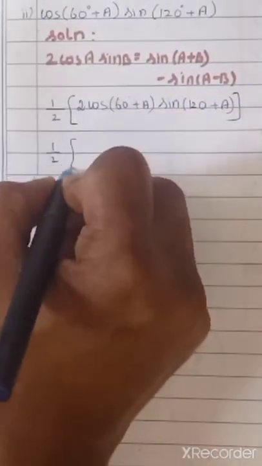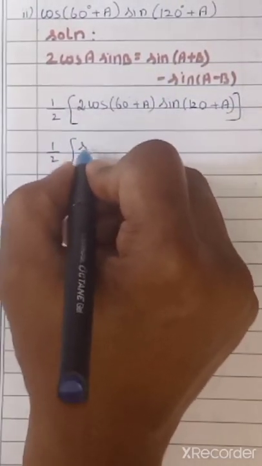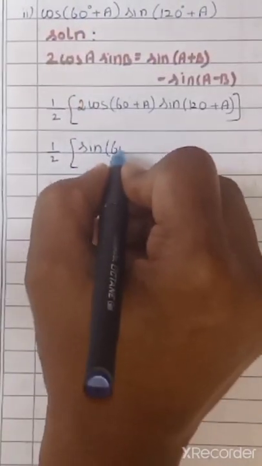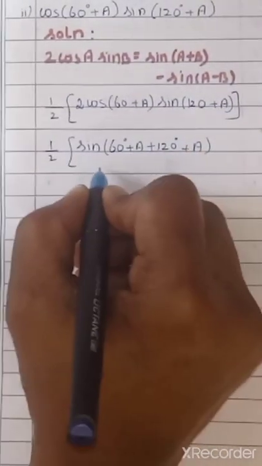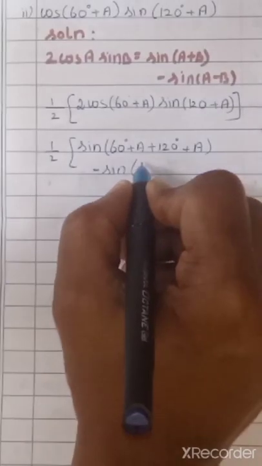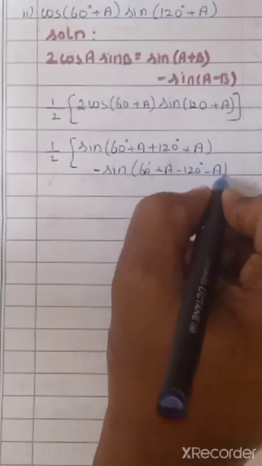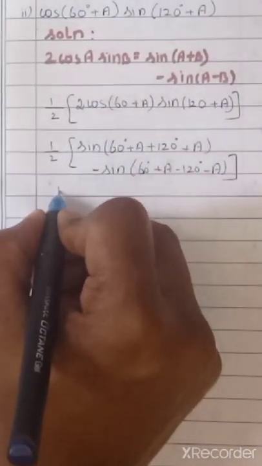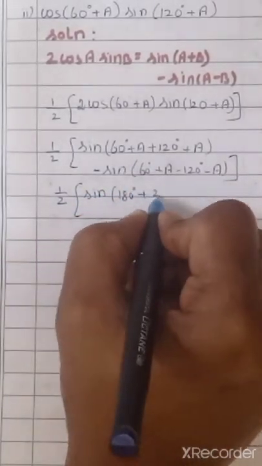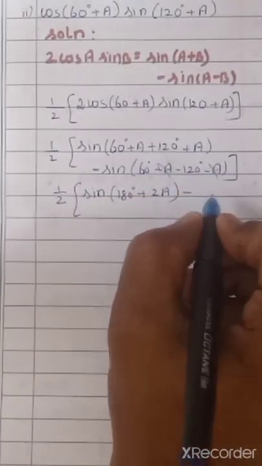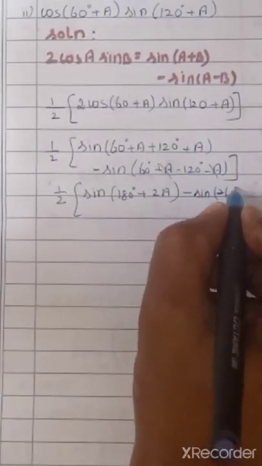Okay, now we can use this formula. 1 by 2 we can take common. 2 cos A sin B: first is sin(A plus B), so we have to add all those things: 60 degrees plus A plus 120 degrees plus A, minus sin(A minus B), which is 60 degrees plus A minus 120 degrees minus A. Simplifying this, 1 by 2 [sin(180 degrees plus 2A) minus sin(...)]. The A's will get cancelled. 60 minus 120 is minus 60.